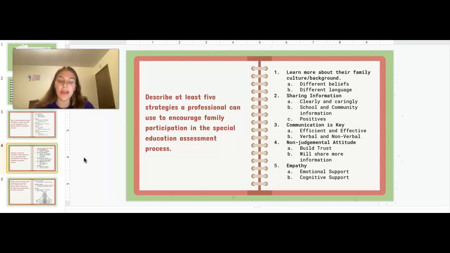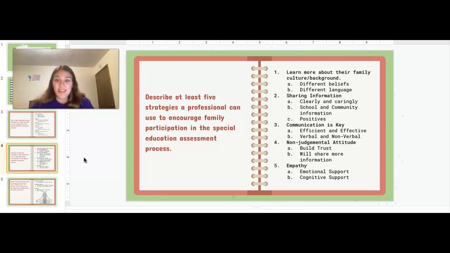So number 3, communication is key. This one should be number 1 because communication goes through all of these, honestly. It's involved in every strategy that you should use. You need to be efficient and effective when communicating, and you communicate verbally, but also non-verbally as well. If you are not listening to them, they're going to pick up on that, and that is not going to build any trust. So moving on to number 4, non-judgmental attitude.